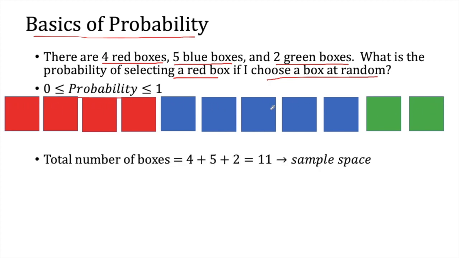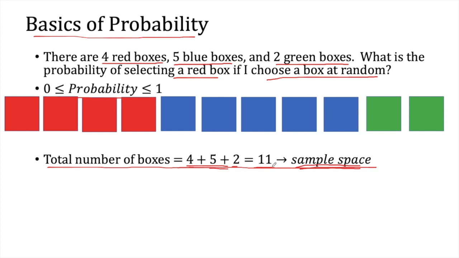If you're wondering what a sample set or sample space is, that is all the items in your set that you have. And we see that we have 4 red boxes, 5 blue boxes, and 2 green boxes, and therefore the total number of boxes that we have would be our sample space, and we will perform operations involving probability in our sample space. The sample space is 4 plus 5 plus 2, and that is 11.